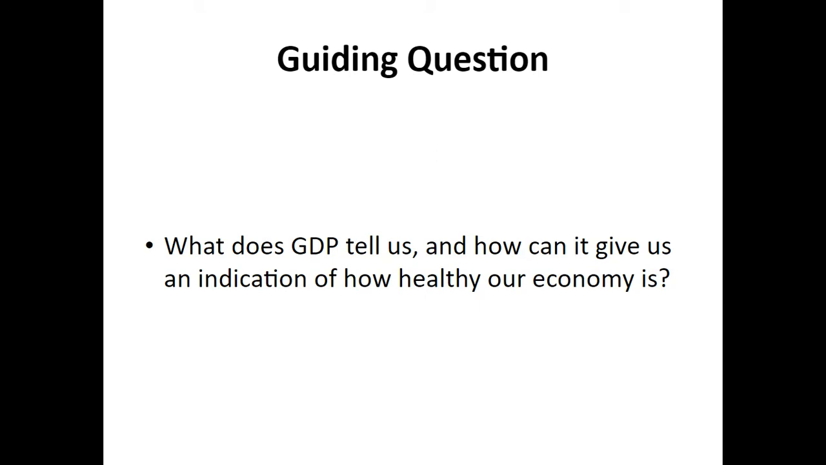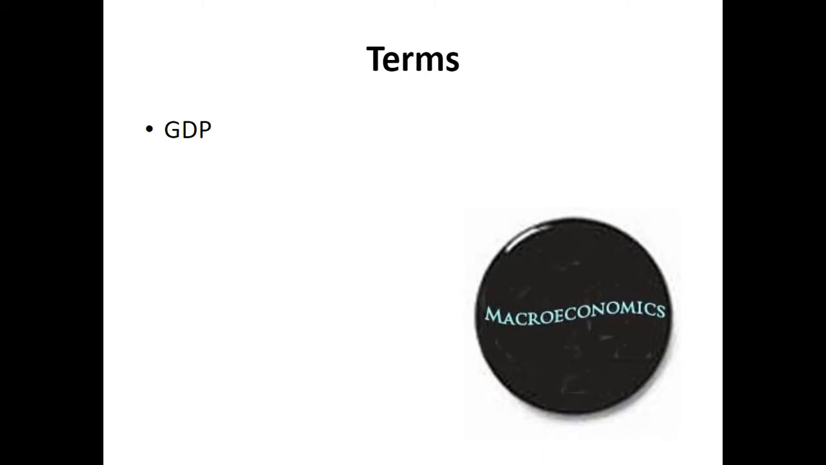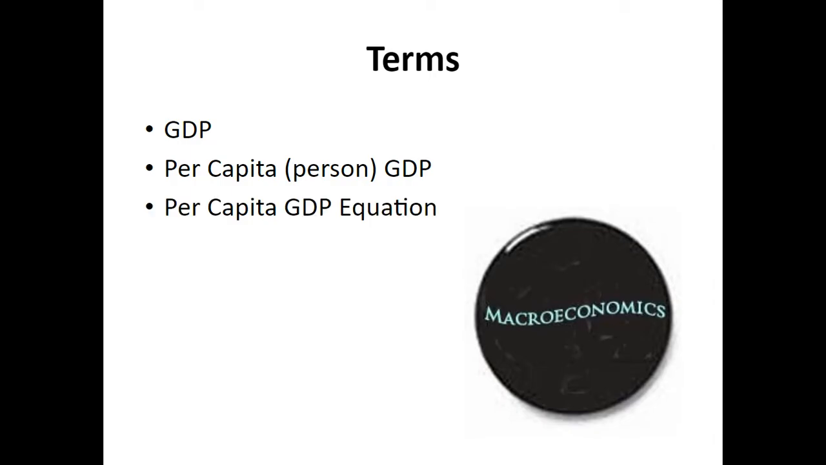As we learn about GDP, and maybe you guys have heard GDP in the news or while watching CNN 10, you'll find out how we use it in economics and what it tells us about a country and that country's economy. Some important terms: we're going to learn what GDP means, talk about per capita, per person GDP, and how they figure out what the per capita GDP is. So what equation is used to determine that, which will be important in your work this week.